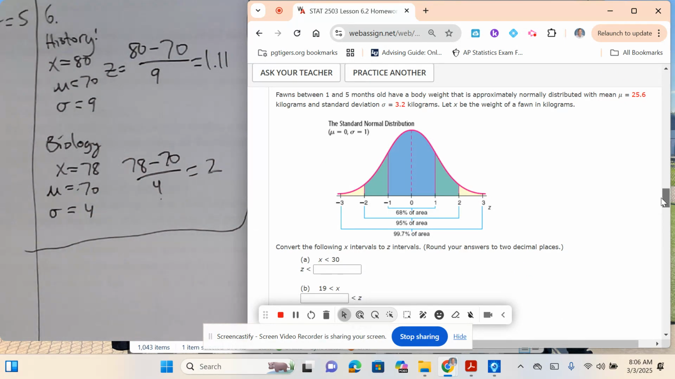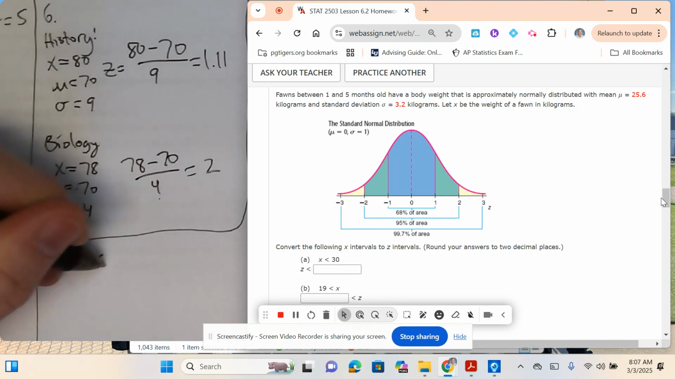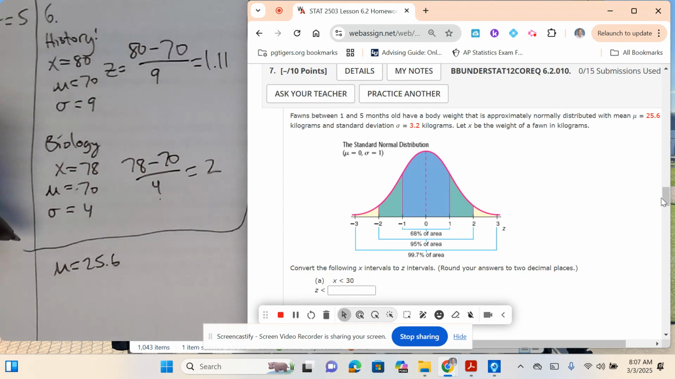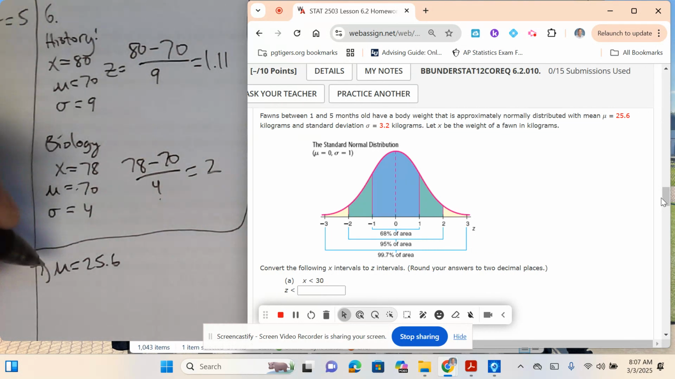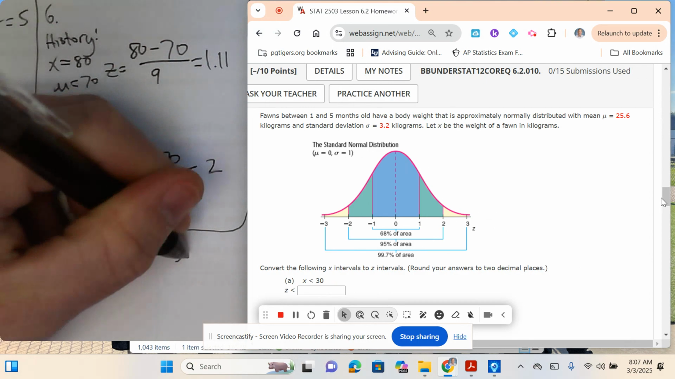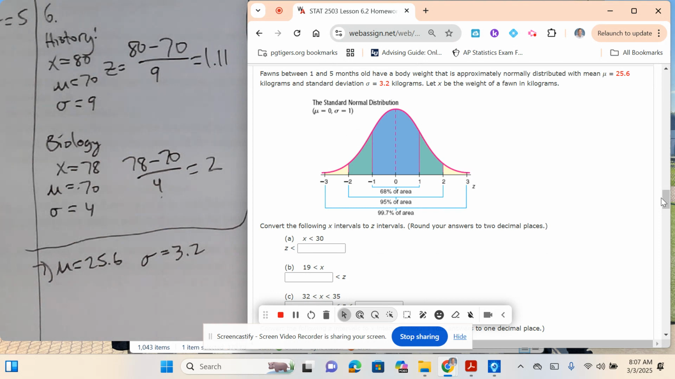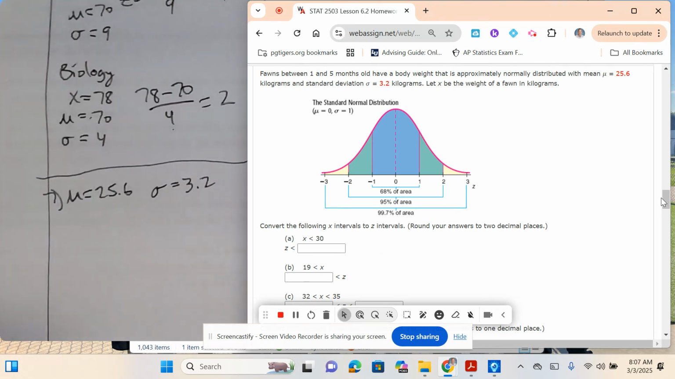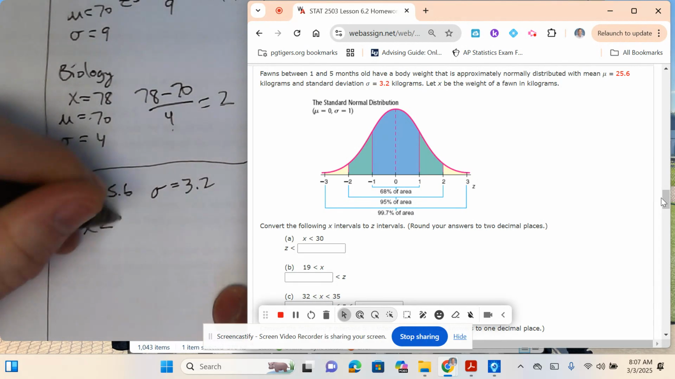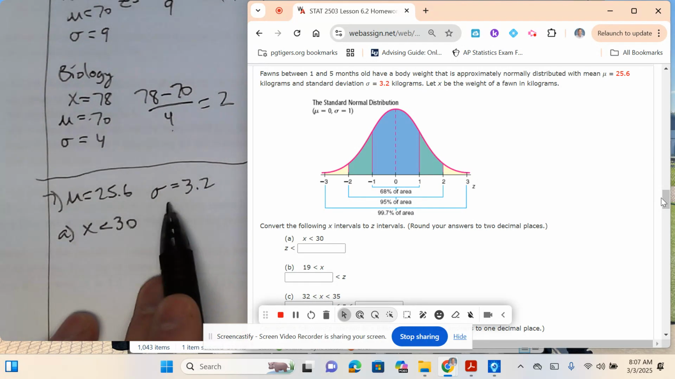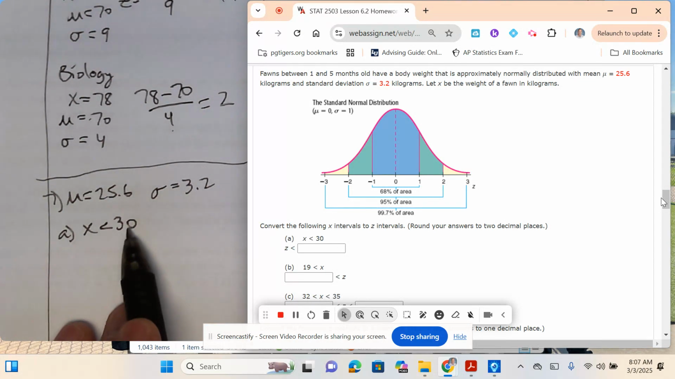Okay, this is number 7. Fawns between 1 and 5 months old have a body weight that's approximately normal with a mean of 25.6 and a standard deviation of 3.2. Convert the following x intervals into z intervals. Okay, so on A, x is less than 30. I've got a mean and standard deviation, so I want to convert to a z interval. What do you think this 30 represents?